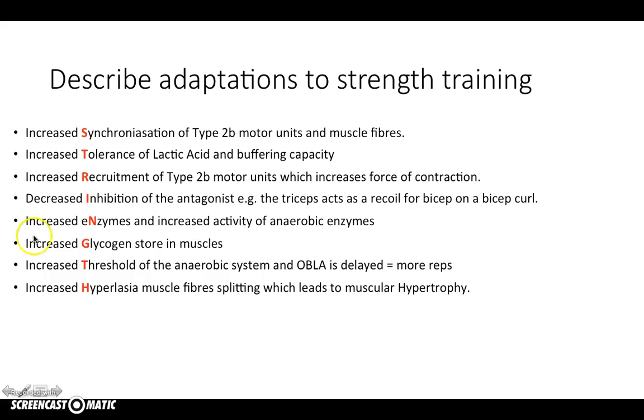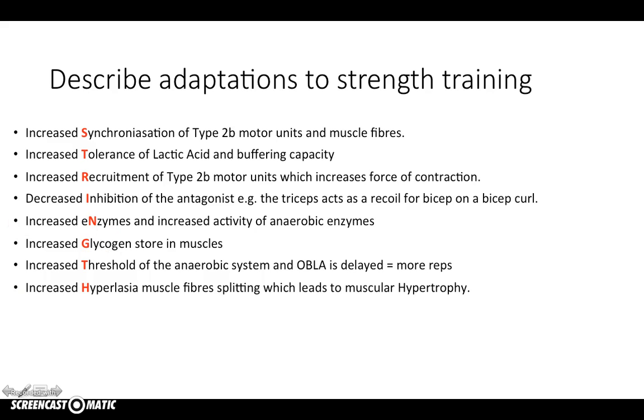And then we have increased glycogen stores in the muscle. We also have increased phosphocreatine stores in the muscle. These are fuel. This is what we use for fuel. So when these are inside your muscle, it allows for a more forceful contraction because we have more of it available.